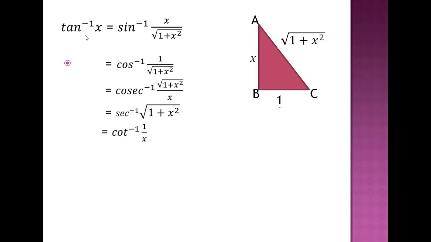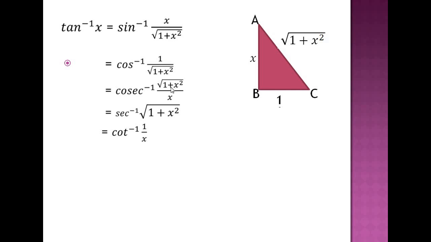How to write tan inverse in terms of sine inverse? Go by the definition, opposite side upon hypotenuse. So the opposite side is x and the hypotenuse is under root 1 plus x square. How to write tan inverse of x in terms of cos inverse? Adjacent side upon hypotenuse, so 1 by under root 1 plus x square.